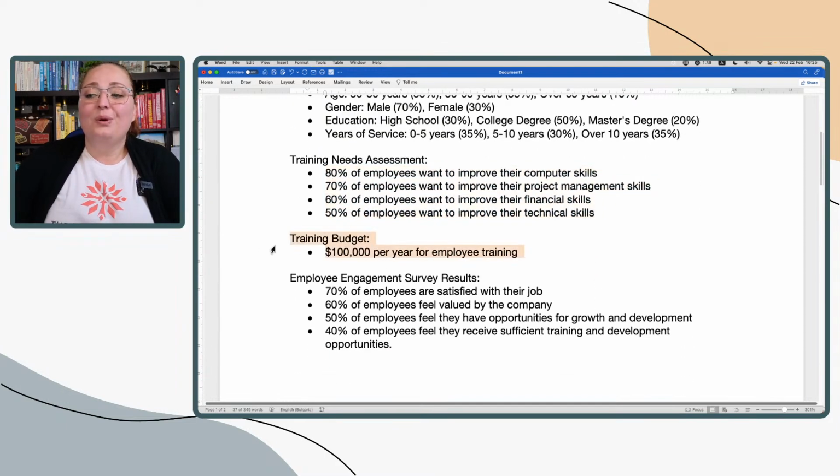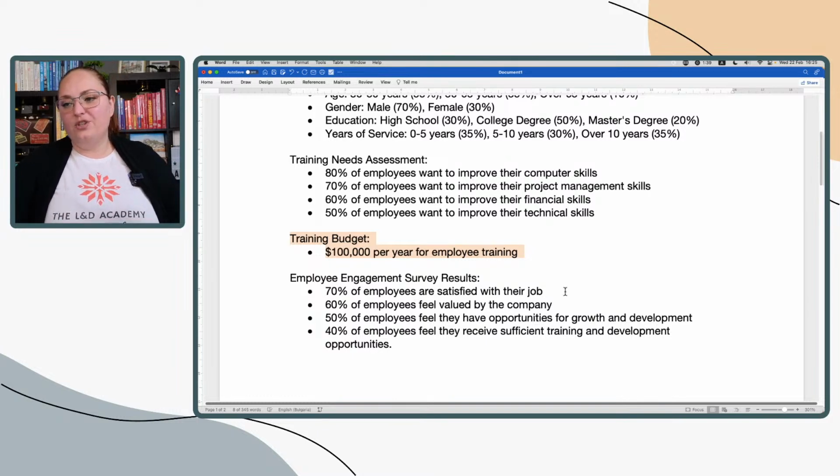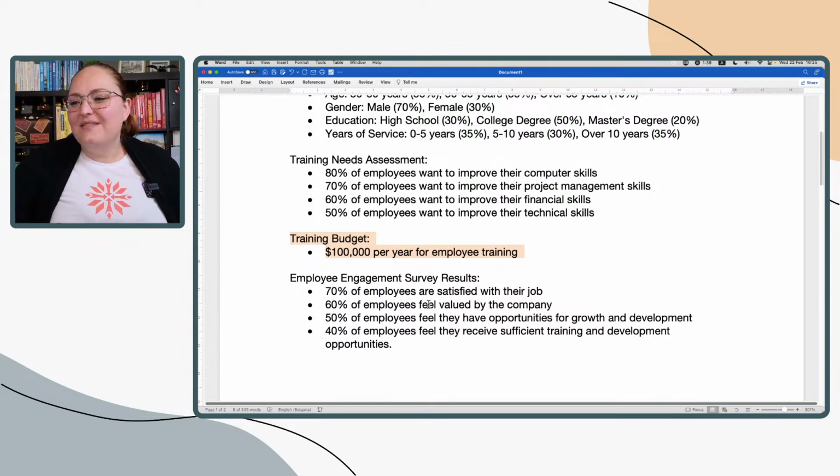The next curveball has to do with the training budget, which is $100,000 per year for employee training. And then employee engagement survey results: 70% of employees are satisfied with their job, which, by the way, if I ever got such engagement results, I'd be over the moon. 60% of employees feel valued by the company. 50% feel they have opportunities for growth and development. This is where L&D is not too happy. And then 40% of employees feel they received sufficient training and development.